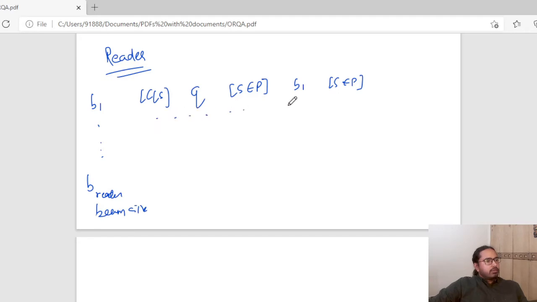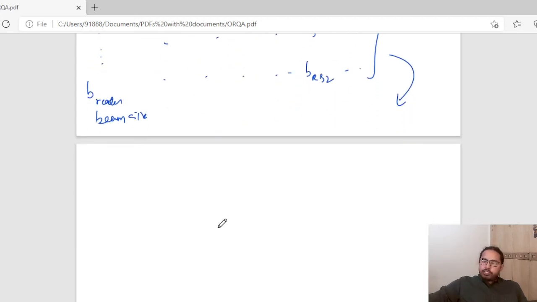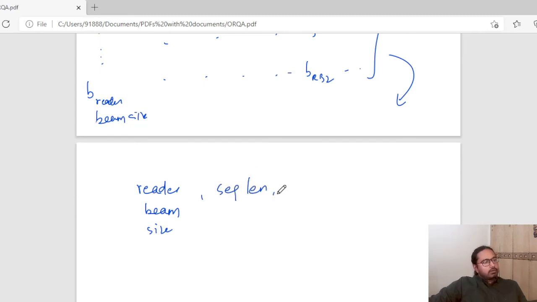It will be same, but here it will just be B2. Similarly here it will be B3, and here B reader beam size, and we pass this entire thing to our QA model, which is BERT in our case. So when we do that, we get a representation of all these paragraphs that we sent in a tensor of shape reader beam size, the sequence length, and the hidden size of the BERT model. So this is the representation that we get from the model.